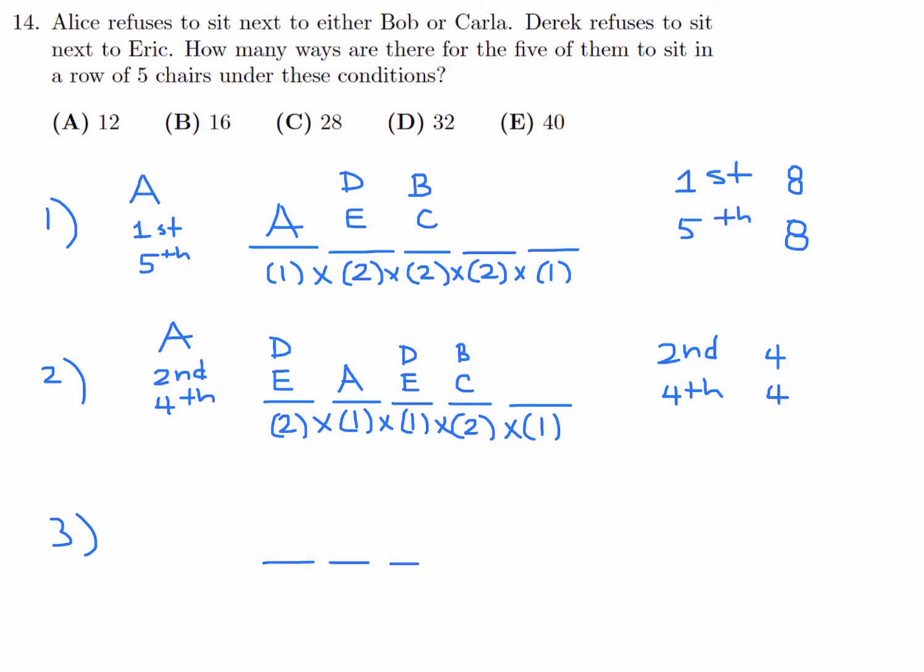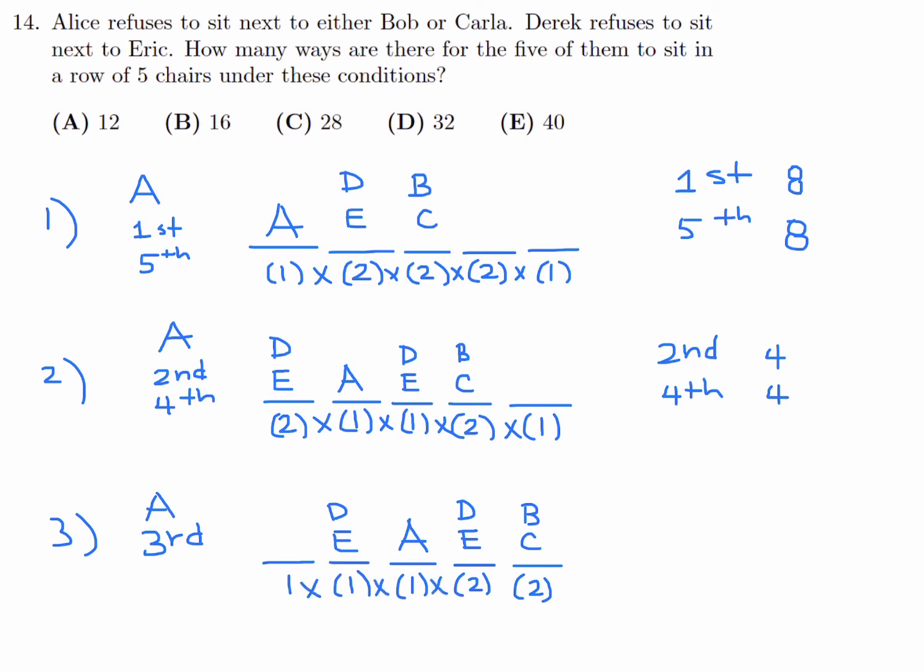And then now, finally, we have only one other scenario, and that's when she's in the third spot. Okay, when she's in the third spot, next to her can only be D or E, because she cannot be next to B or C. So we got one fixed spot. We can put 2 here, and then whoever is put there, the other guy goes there. And then the last one, of course, B or C, 2 spots, and then the last person goes there. So as you can see here, we've got 4. So when she's in the third spot, there's 4.